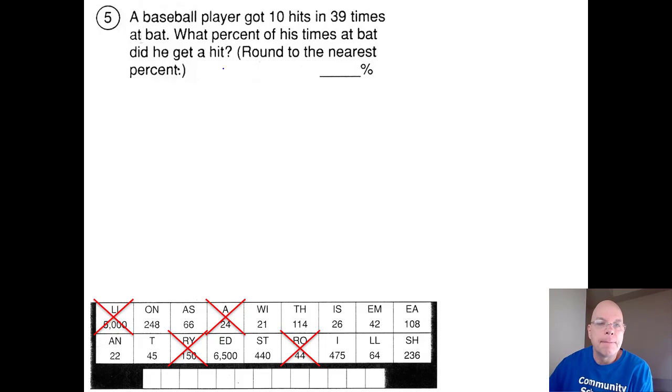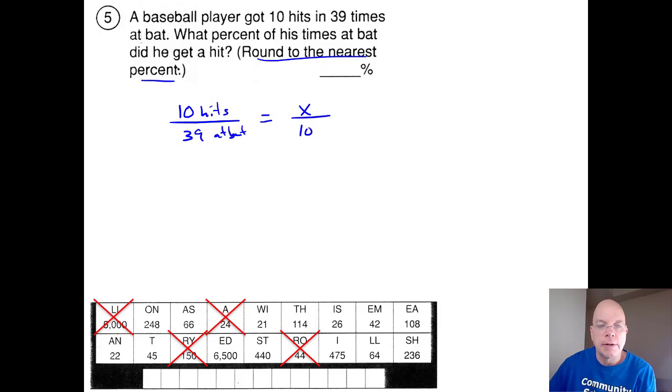Problem number 5. A baseball player got 10 hits in 39 times at bat. What percent of his times at bat did he get a hit? Round to the nearest percent. Well, he got 10 hits in 39 at bats, equals x out of 100. That's just what percent is 10 out of 39.